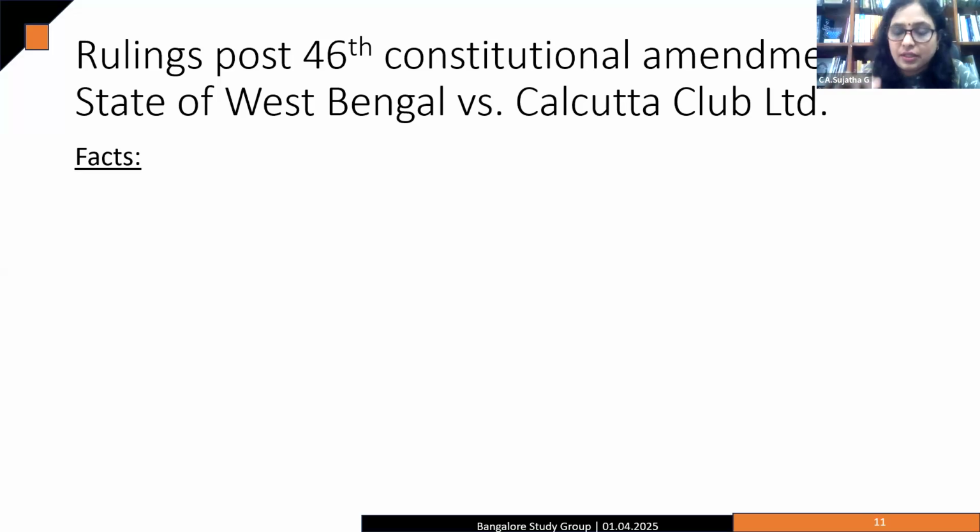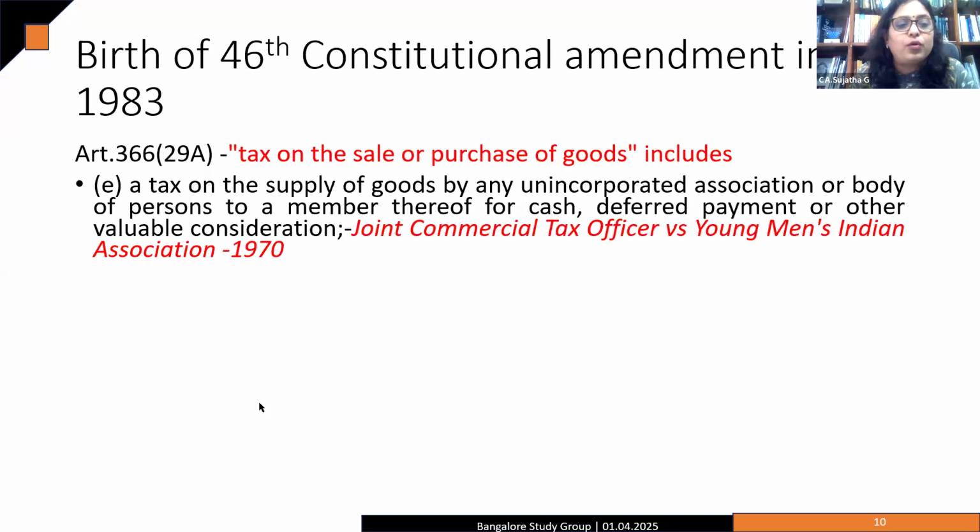Because of this insertion, the government believed that the concept of mutuality could be done and dusted. Nobody will knock on the doors of the High Court saying that this principle prevailed, because it is there in the constitutional provision. If you read that constitutional provision: tax on sale or purchase of goods, tax on supply of goods by an unincorporated association or body of persons to a member thereof for cash, deferred payment or other valuable consideration. It clearly covers goods and unincorporated association, body of persons, cash or deferred payment or other valuable consideration. So the government thought that this covers the transaction, and the concept of mutuality is also well within the ambit of 366(29A).